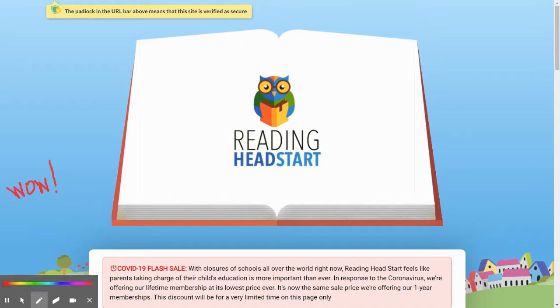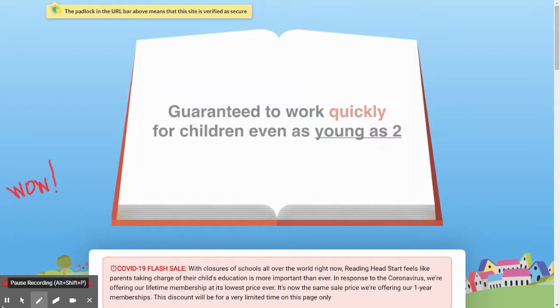Introducing Reading Head Start, the only proven reading system in the world guaranteed to work quickly for children even as young as 2.